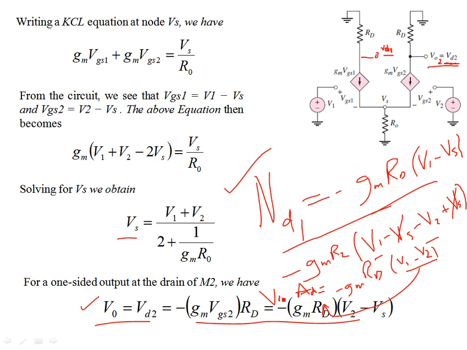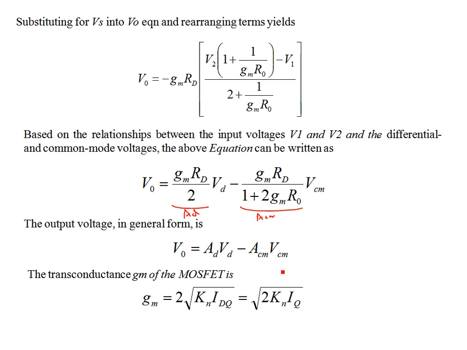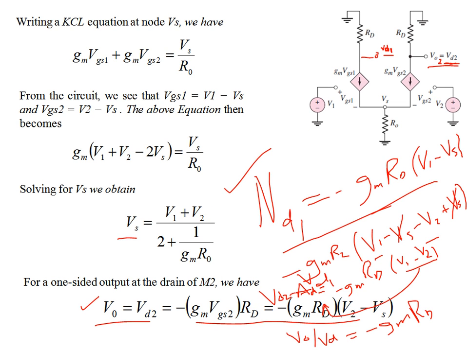So this is V02, VD2 minus VD1, divided by the differential voltage. So this is your two-sided output divided by the differential voltage. This is equal to minus GM RD. So again, you will see that ACM ideally will be 0, and for a two-sided output, AD is simply GM RD. Differential gain is GM RD for two-sided output, and the common mode gain is 0. So there's nothing left more over here.